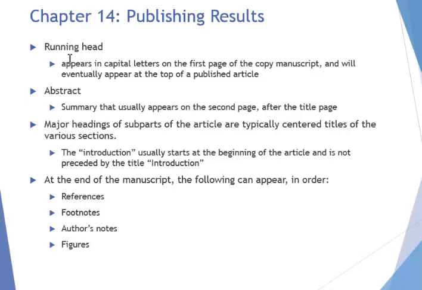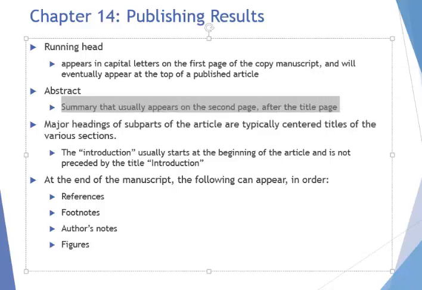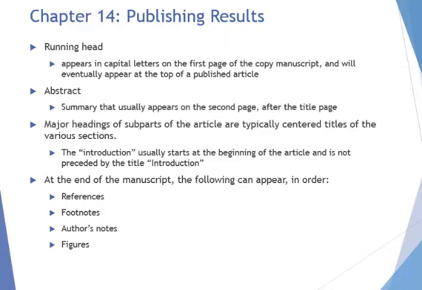First of all, there's the concept of a running head, which appears in capital letters on the first page of the manuscript and will appear on the top of the published article, just basically what it's about. There's the abstract, which is a summary that usually appears on the second page. First there's the title page with the running head that will eventually appear when it's published, and then on the second page you have the abstract, which is a quick summary of the experiment and a quick summary of what the results were.